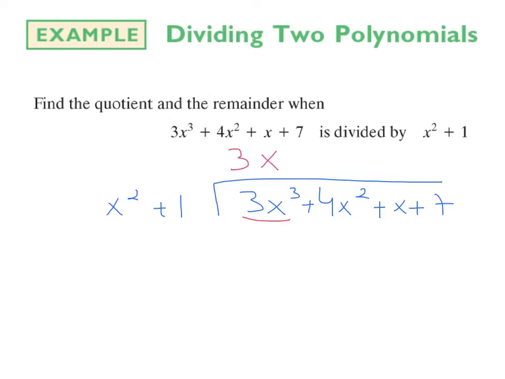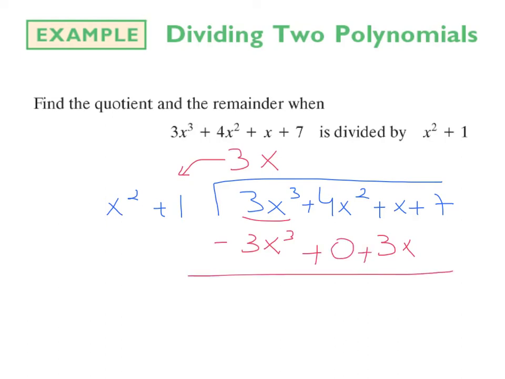Now 3x times x squared is 3x cubed. We're just going to write the opposite value here. Now 3x times 1 will be 3x, so it's going to be 3x here. We're not going to put it here, because we have 4x squared, so we must add like variables. So this will stay empty. This is plus 0.